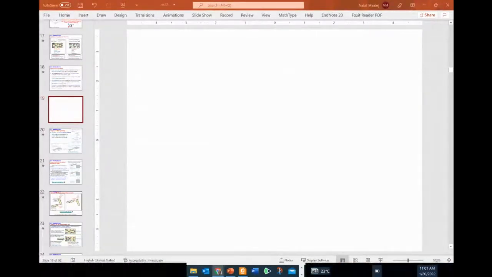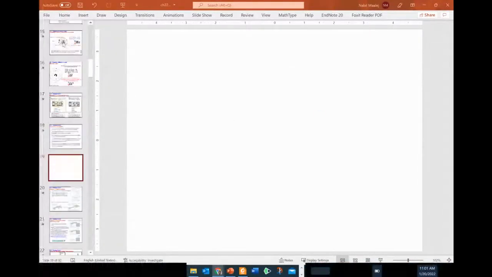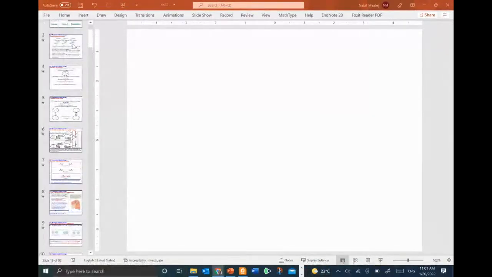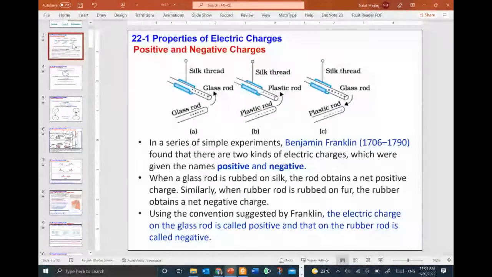Okay, so let me quickly go over what we have seen last time. First of all, we introduced the experiment that was done by Benjamin Franklin. That's where he found out about the glass being positively charged when it's rubbed, and positive charges repel each other, negative charges repel each other, but when you have a positive and negative charge on a glass rod and on a plastic rod, they will attract each other. He called one positive and one negative, and that's the convention we are using.